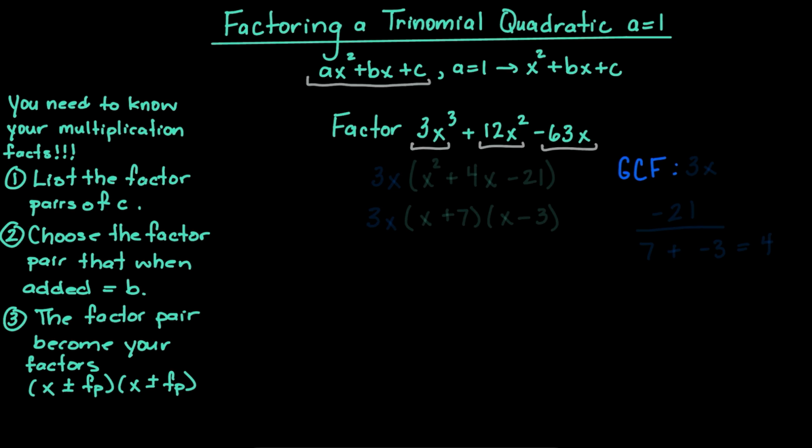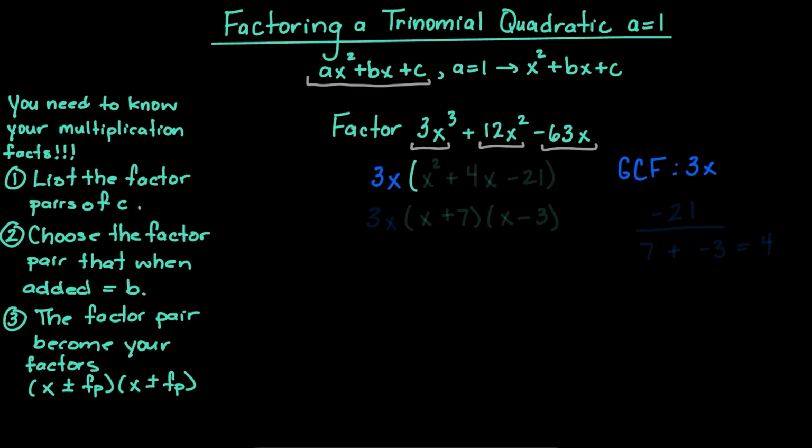12 is definitely divisible by 3. If you didn't know if 63 was divisible by 3, I've done a magic trick to show whether a number is divisible by 3. 6 plus 3 is 9, and 9 is divisible by 3, which means that 63 is divisible by 3. And each of our terms has at least 1x. So our GCF is 3x. So we're going to factor out 3x.